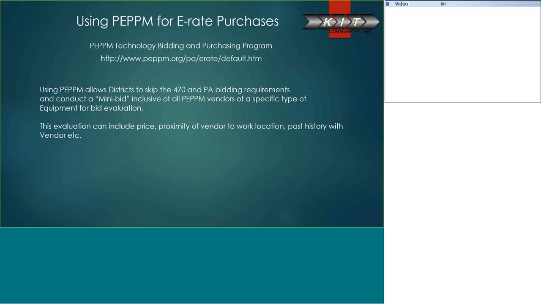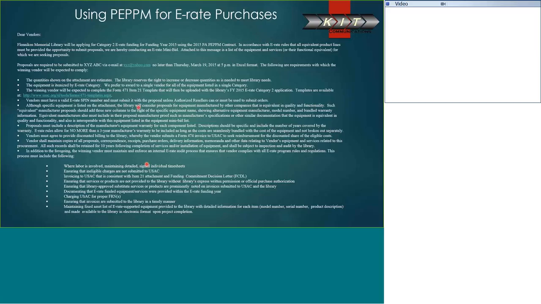Another option would be to use the PEPPM contract, which is run by the CSIU. With the PEPPM contract, since these lines have already been bid, you have a lot more flexibility. You can completely skip the 470 and bidding requirements and conduct a mini bid. And to do that, you basically have to go on and look up the categories for the products that you're looking to bid, and you construct an email that would be, here's a sample with a whole bunch of the jargon that goes into it.